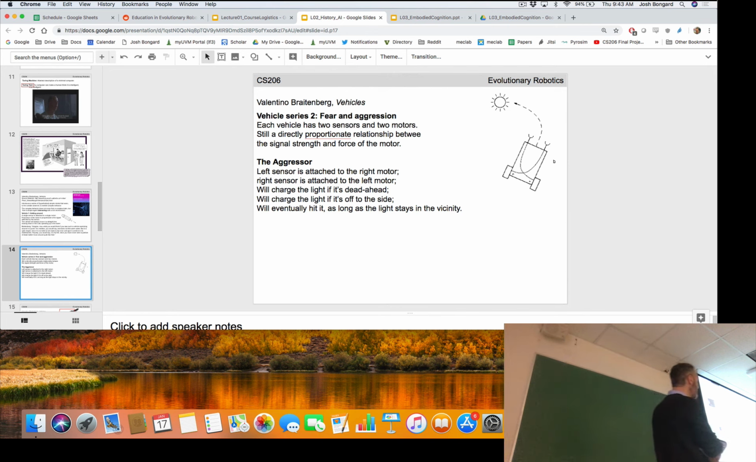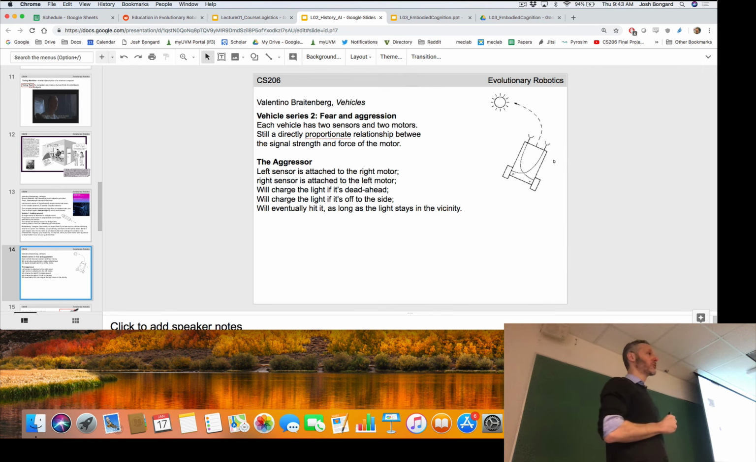It's got two light sensors on the front of it. Left sensor is attached to the right wheel, and the right sensor is attached to the left wheel. These are known as contralateral connections, contra across, lateral side. So we have synapses that are crossing the side of the robot and connecting one sensor with the other side of the body, contralateral connections.